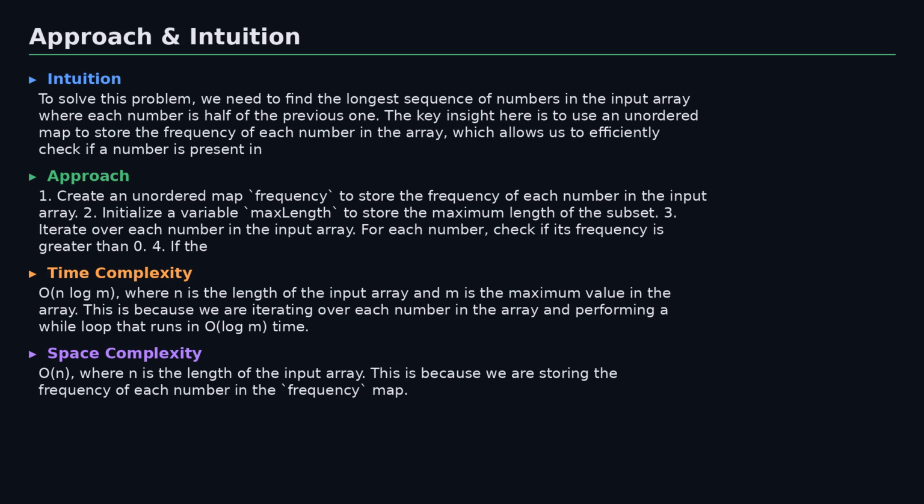We start by creating an unordered map to store the frequency of each number in the array. Then, we iterate over each number in the array. For each number, we check if its frequency is greater than 0. If it is, we start dividing the number by 2 and check if its half is present in the array. If it is, we increment the length of the current subset. We keep doing this until we can no longer divide the number by 2. If the final number is 1, we update the length of the subset to twice the length minus 1. Otherwise, we just use the current length.